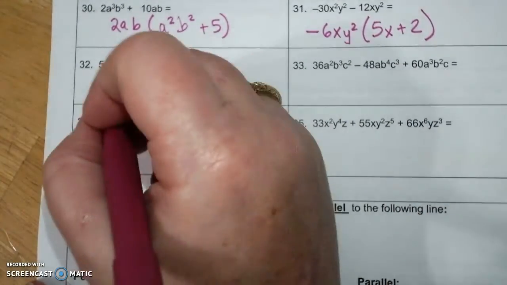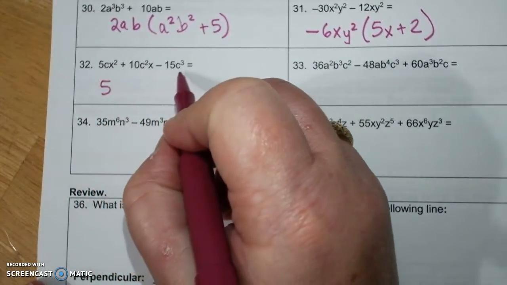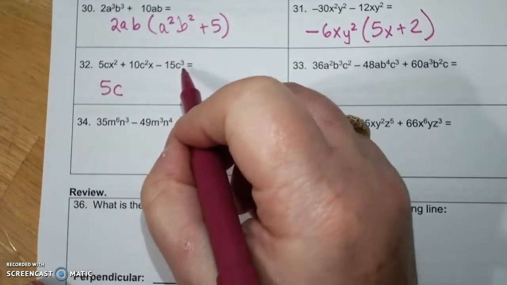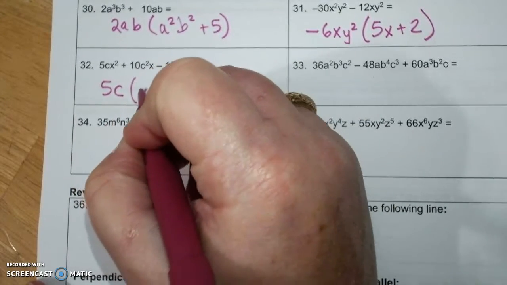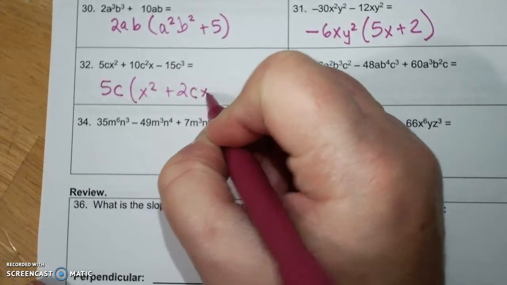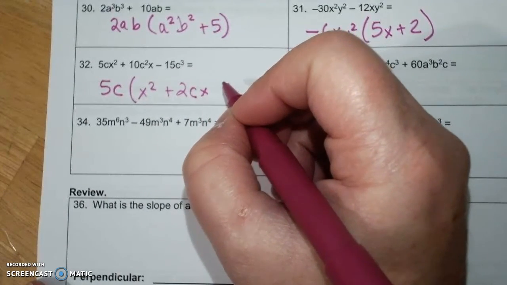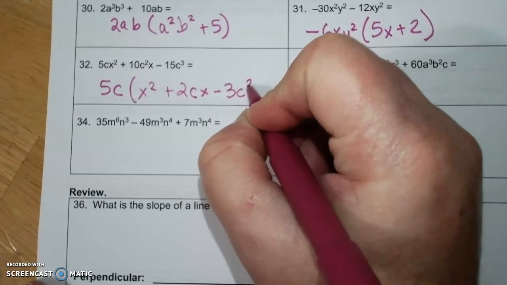Common factor in all of these is a 5, and there is also 1c. This one doesn't have an x, so I can't take out the x. This would be x squared plus 2cx minus 3c squared.